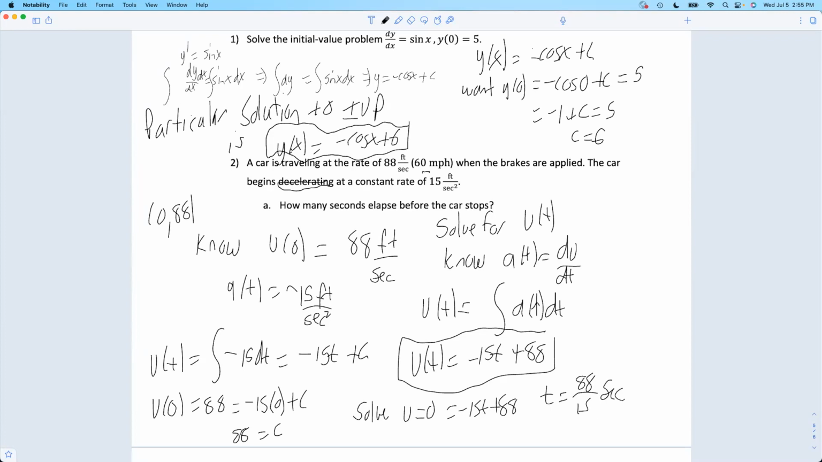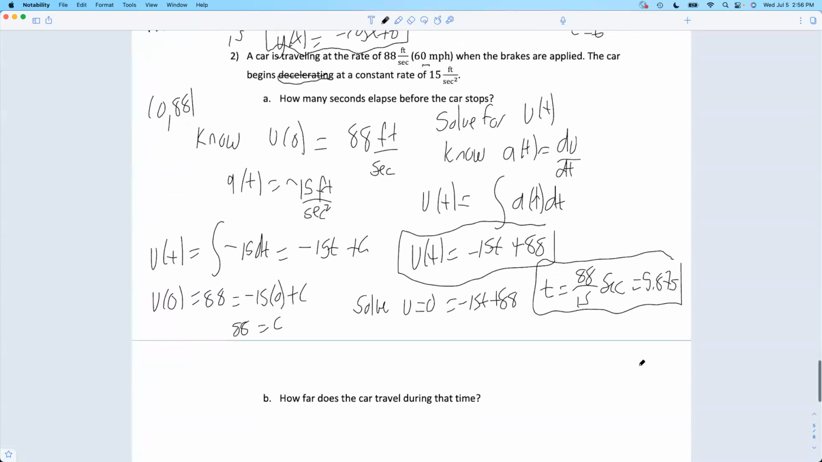And here we'll throw that in our fancy calculator. Let me pause. That is 5.87 seconds. That's how long it takes until the velocity has reached 0. We're starting off, there's my initial velocity, and I'm losing 15 feet per second every second. That's what the acceleration is. So it takes almost 6 seconds to come to a stop.